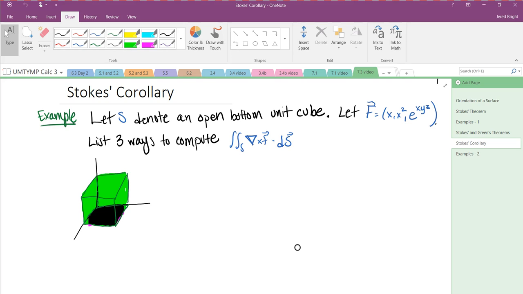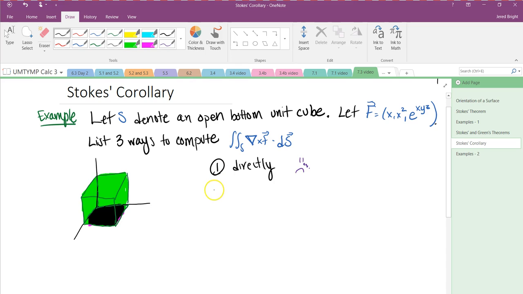Let's look at 3 ways to compute this. Well, we can do it directly. But if you do this directly, you will be crying forever and a day, so we're just going to make a sad face and we're going to cry. So we're not going to do that.